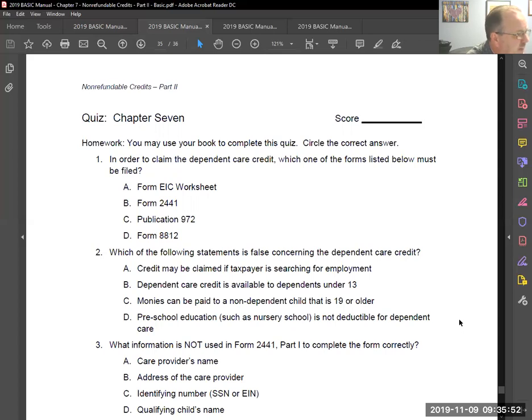Okay, first question we have, in order to claim the dependent care credit, which of the following forms listed below must be filed? Okay, as we just talked about, that form 2441. When we're doing our tax returns on the main info, when we're putting in dependents, there is that column that says DC above it, standing for dependent care. Some people say daycare, but dependent care is what that is. As soon as we check that, it will create a 2441 on our tree on the left or light up that form that we need to complete, okay?